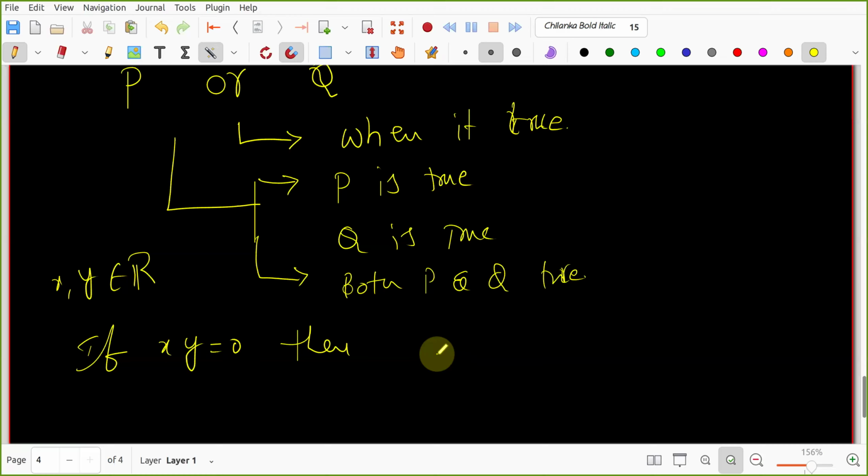Sir, the possibilities are x equal to 0, y equal to 0, or both x and y are 0. X is equal to 0 or y is equal to 0. This is true when x equal to 0 or y equal to 0 or both of them are 0, right? So here "or" means both are included also, right?